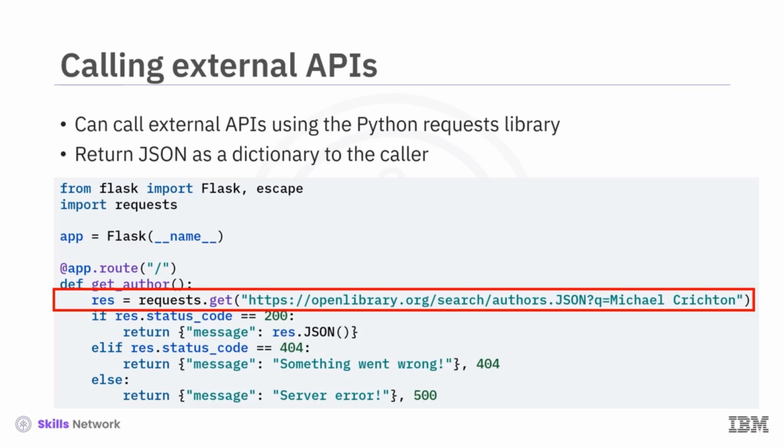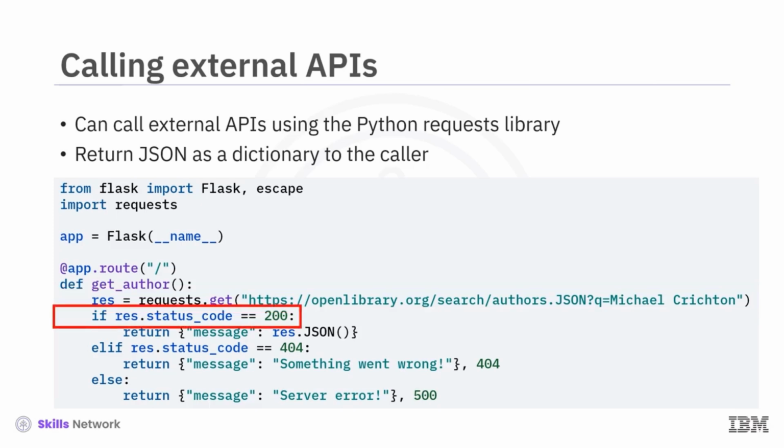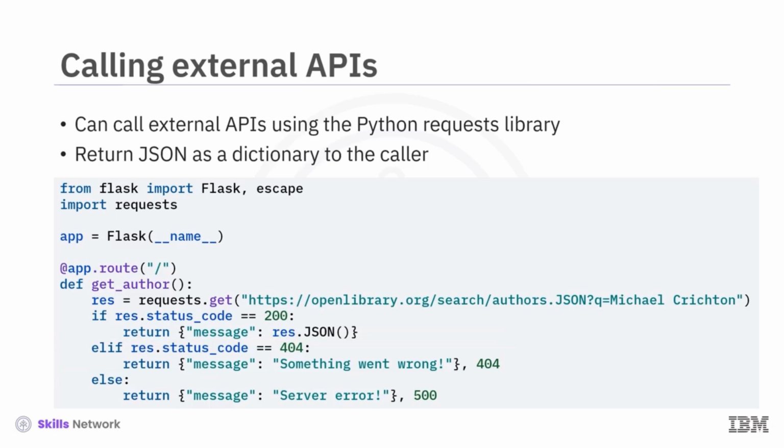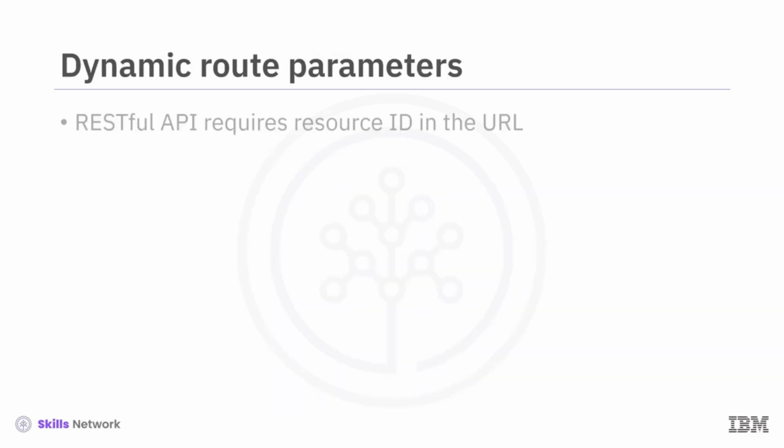Now, store the response in a variable called res. Then, check if the response status code from the Open Library API is 200. If the response is 200, you return the JSON to the client. If the response happens to be 404, you send a message, something went wrong. And finally, in this hypothetical case, if the response is anything else, you return with a status of 500 and a message server error.